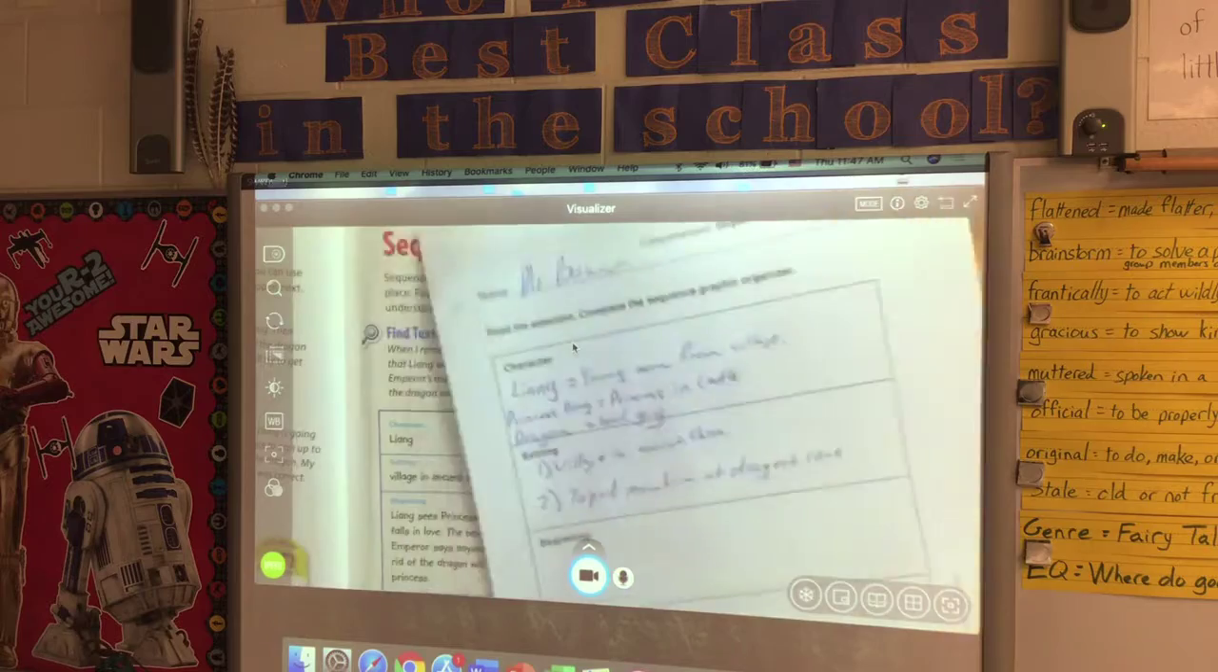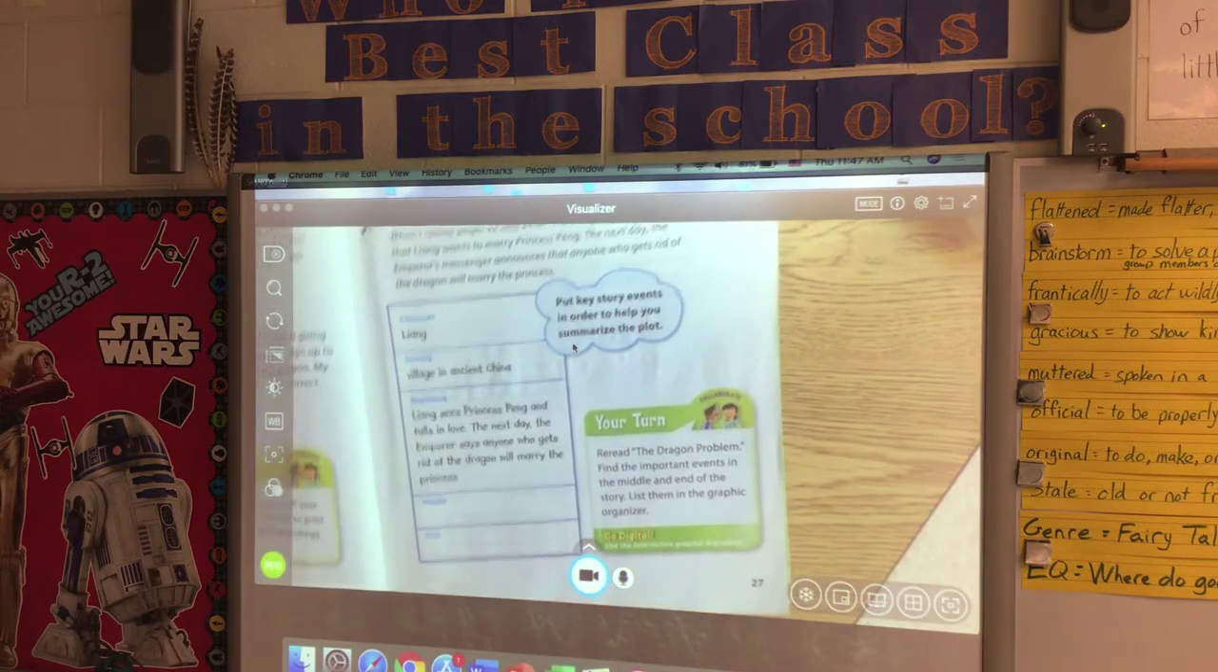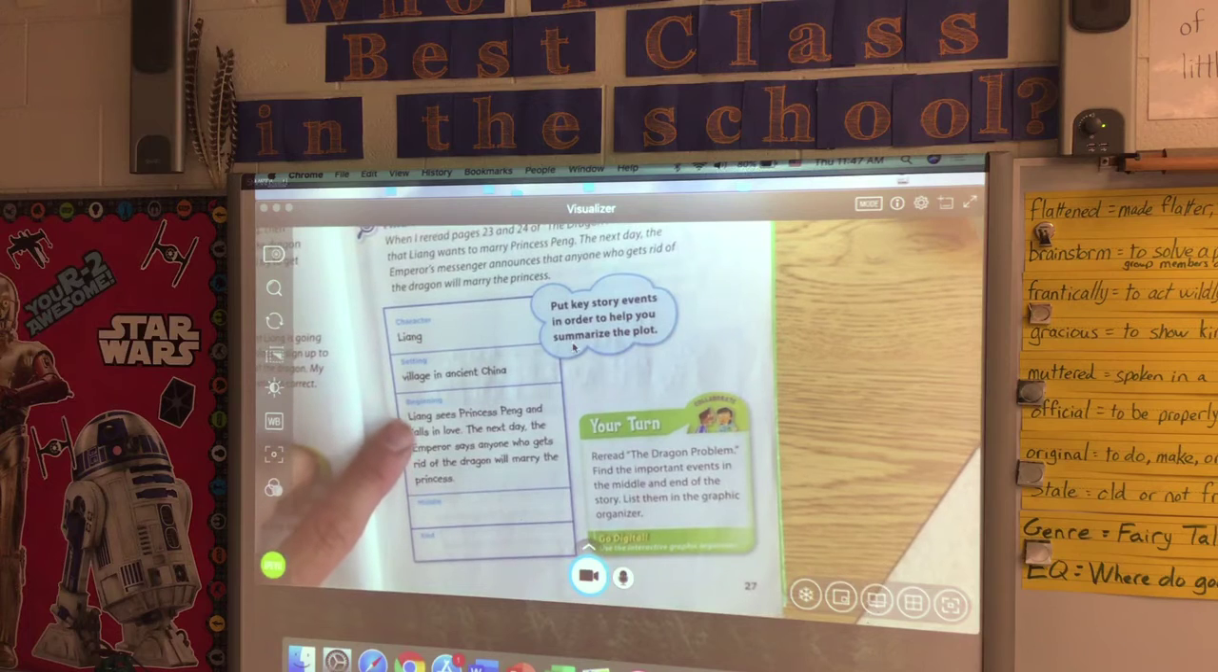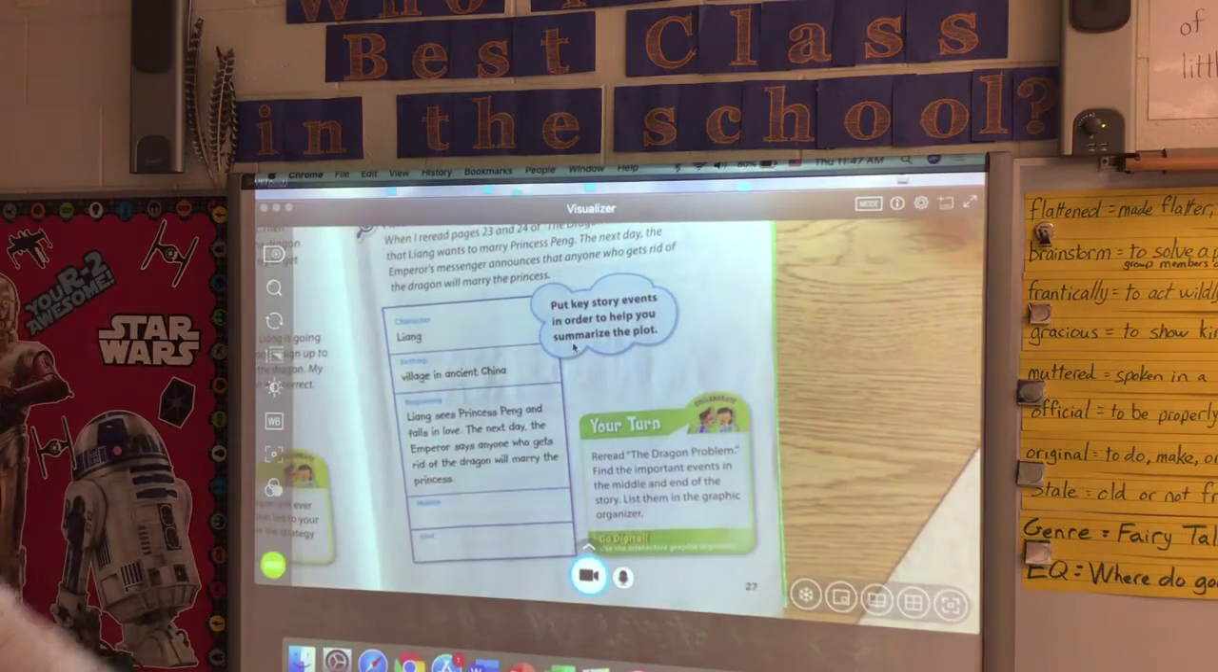All right? Then we will have some of the events. So the sequence are the events. Here are the events of what happened. In the beginning, Li Ying sees Princess Peng, and he falls in love with her. The next day, the emperor says, anyone who gets rid of the dragon will marry the princess. Okay, so that was the beginning.